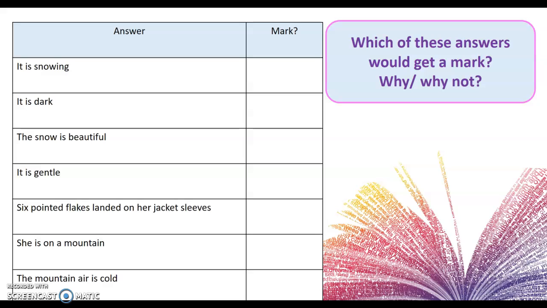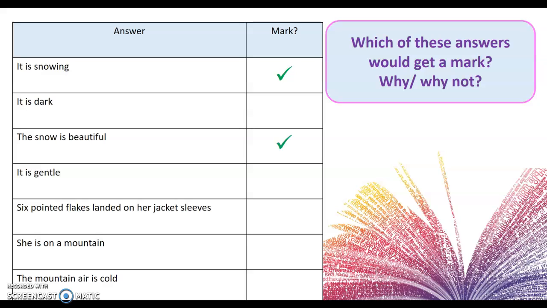So the first answer that's suggested there is that it is snowing, and quite straightforward, that would get the mark because that is correct. It is snowing in the text. Now the second one, it is dark, wouldn't get a mark. And the reason why it wouldn't get a mark is because it's not specific enough. And that suggests that it's dark outside, it's nighttime, whereas actually what the text says is that there's a dark outline, and it's referring to what can be seen in the distance, the dark outline of the resort. So for that reason, if you wrote it is dark, you wouldn't get a mark.